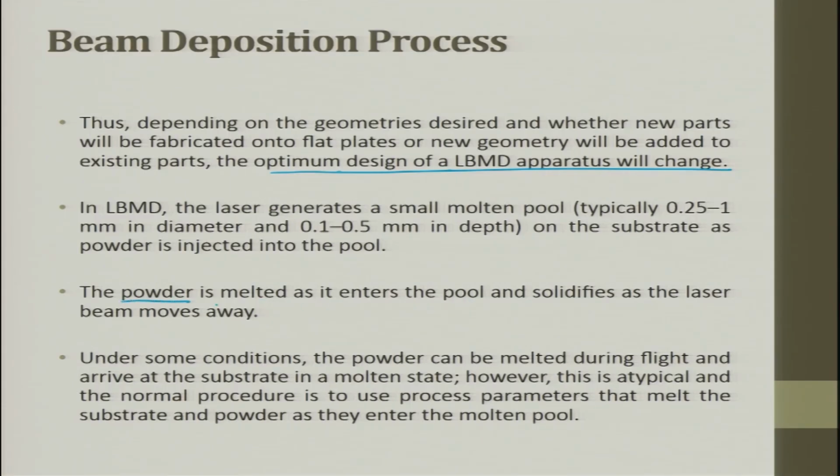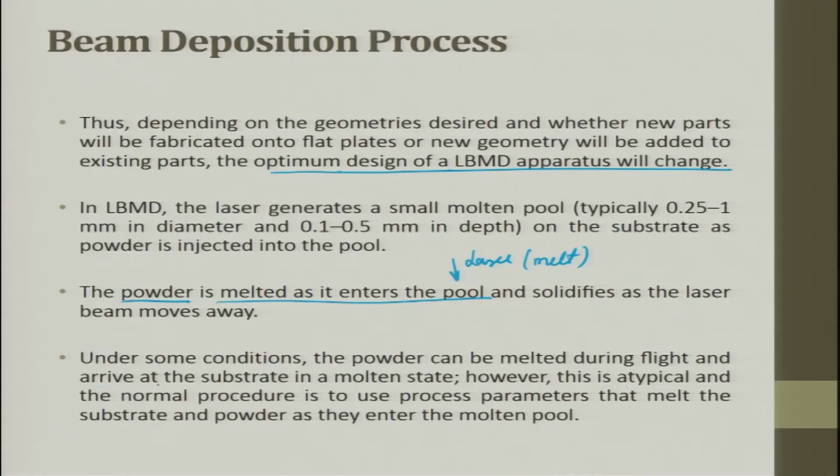The powder enters the pool. At the pool you will have a laser which is getting focused. What is the pool? The pool is a melt, and it solidifies as the laser beam moves away, instantaneously. Under such conditions, the powder can be melted during flight. That means to say, before dropping, during the flight itself, the powder can melt. Why does the powder melt? Because the surface area is large, the volume is too less, so it can easily melt. So, during flight and arrives at the substrate in the molten state.